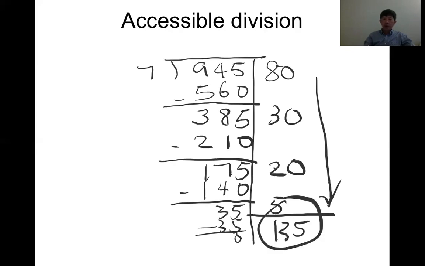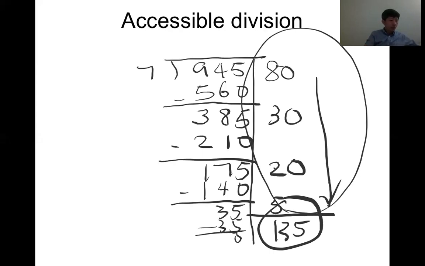Again, I tried a different number. I still got the same answer for this, right? So it's very flexible, and you can try at home with different numbers, right? See how it works, okay?